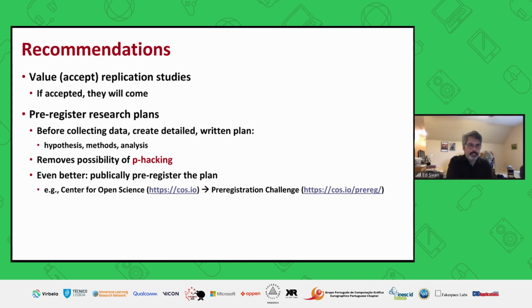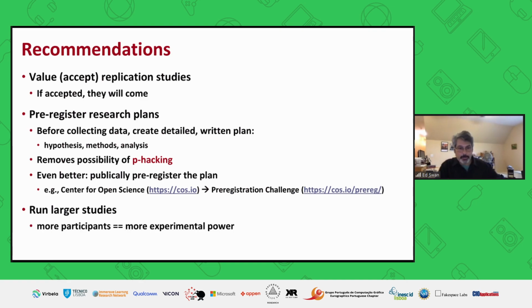Not only is the hardware constantly changing, but the software that runs the hardware is constantly changing, like week to week. So that's a really big challenge. Absolutely. Another recommendation is to run studies as large as possible: more participants, more experimental power, but of course, more expensive.